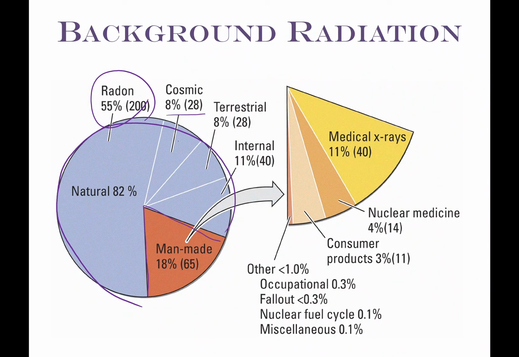Cosmic, 8%, terrestrial, 8%, internal, 11%. And then we have man-made. That's our X-rays, something you might come across at work, nuclear medicine, consumer products, those types of things. So we're not getting most of our radiation from standing next to our microwave, but still, maybe it's not the best idea to stand right next to the microwave. It depends how well your microwave is built and how well it's working, right? You could always get something and try and test it if you're worried about it.